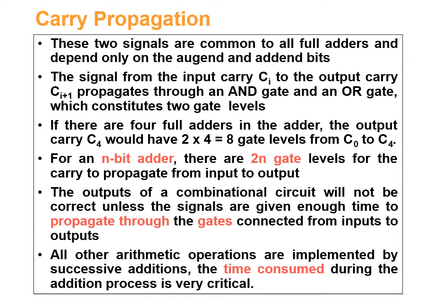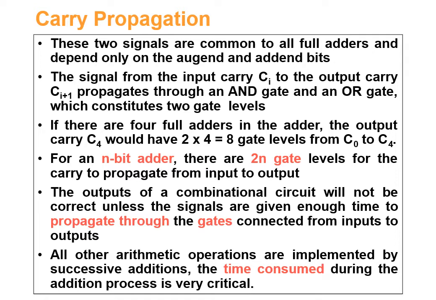These two signals are common to all and depend only on the augend and addend bits. The signal from the input carry Ci to the output carry Ci+1 propagates through an AND gate and an OR gate, which constitute two gate levels. If there are 4 full adders in the adder, the output carry C4 would have 2 multiplied by 4 equal to 8 gate levels from C0 to C4. For an n-bit adder, there are 2n gate levels for the carry to propagate from input to output.